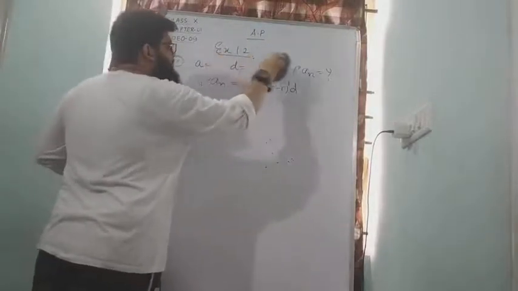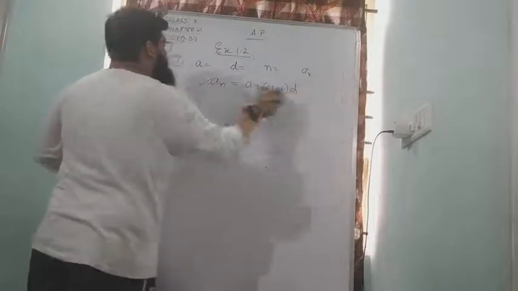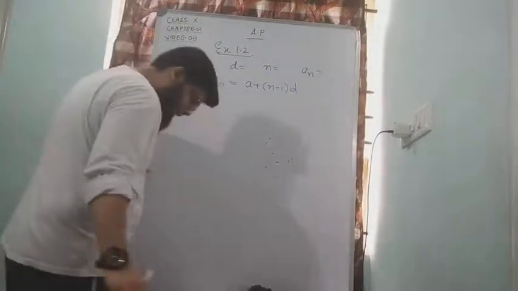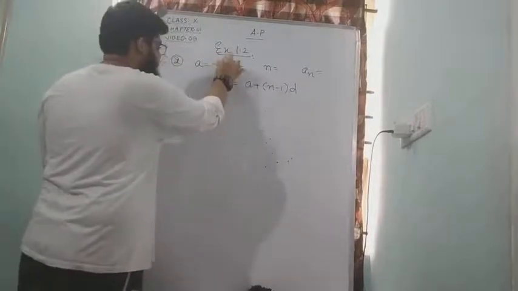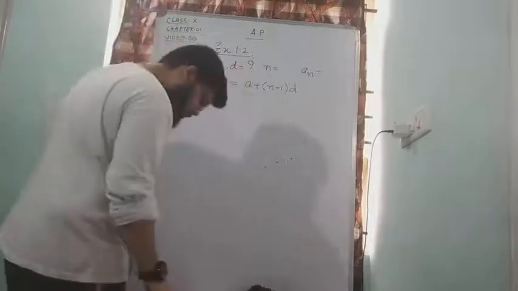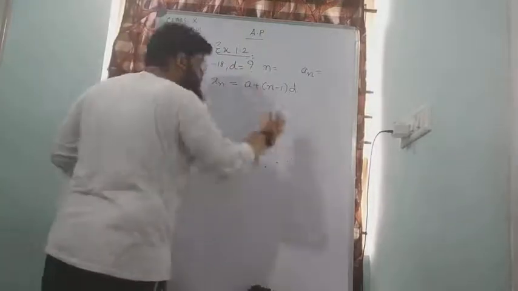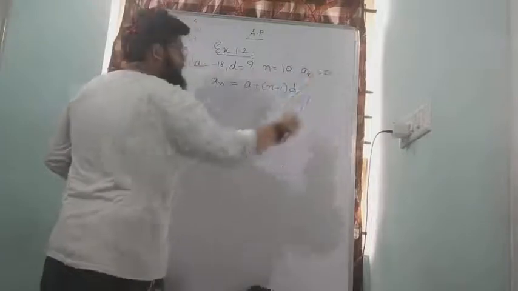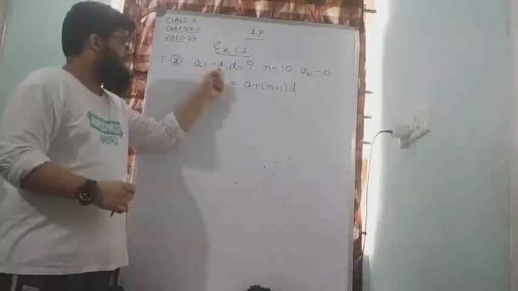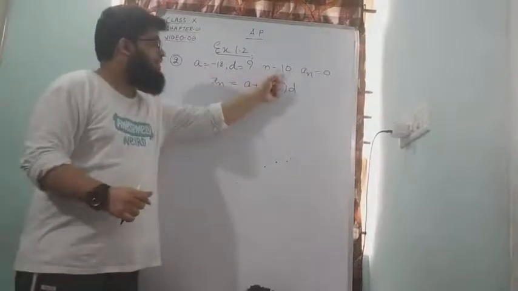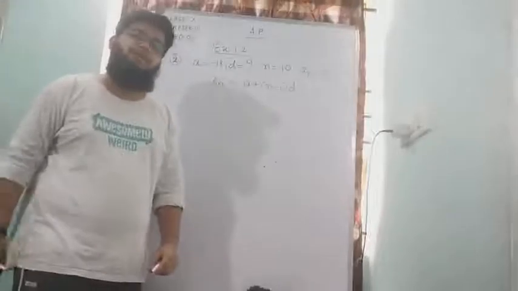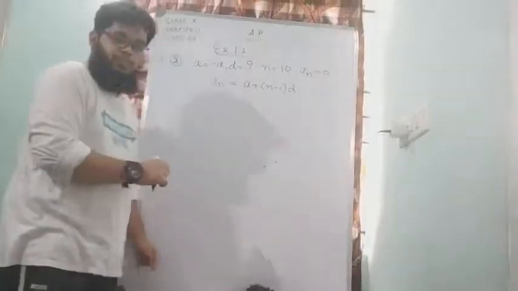So I'll keep this constant. For the next problem, the value of a is minus 18. The value of d is missing, the value of n is 10, the value of an is 0. So this question has 3 values given: the value of a is minus 18, the value of n is 10, the value of an is 0, and the value of d is missing, so we should find d by making use of this same formula.